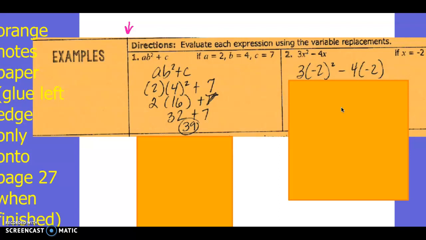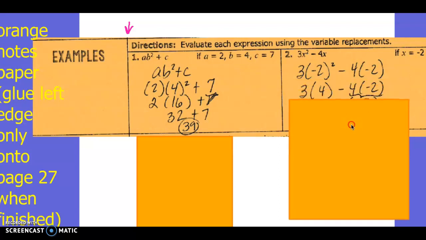Inside my parentheses, there isn't anything to simplify, so I can skip the P part of PEMDAS. But I need to do the E, the exponents. I only have one. I have this negative 2 squared. So I'm going to simplify that. Negative 2 squared, remember, means a negative 2 times itself, negative 2. And a negative times a negative is a positive. So that's where the positive 4 comes from.